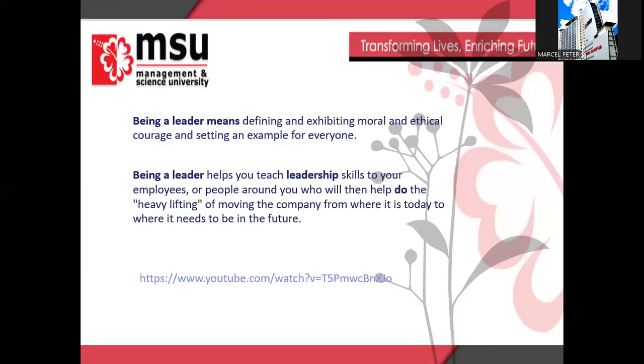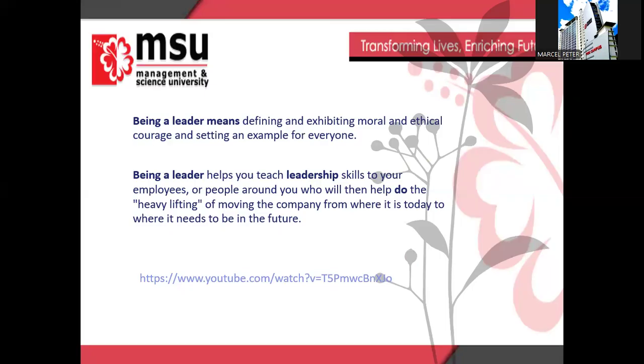By doing this, followers are able to help carry the heavy lifting, moving an organization, a team, or a group from where it is now to where it needs to be in the future. Leadership is not about doing everything alone. It is about empowering others to move together toward a goal. So a leader acts with honesty and ethics, sets a good example, develops leadership in others, and helps the team move forward.